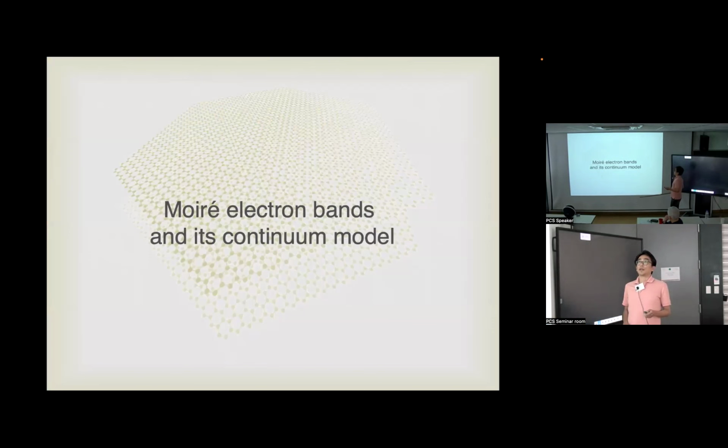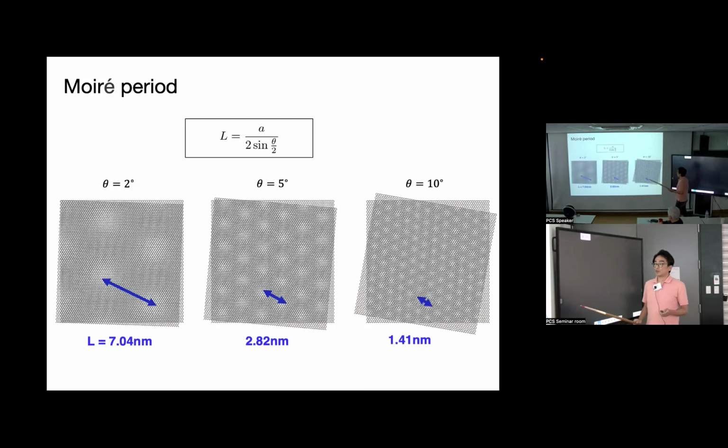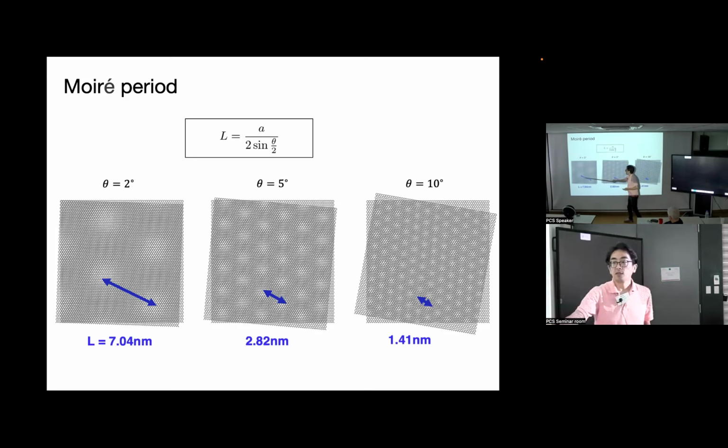The electron band, the Moiré period, is very sensitive to that. If you go to a small twist angle, then this L, the period, becomes greater and greater, inversely proportional to the angle theta. At 2 degrees, for example, it is about 7 nanometers. And in this unit cell, you have thousands of atoms, and the number increases if you go to a smaller twist angle. So that's a very complicated system.